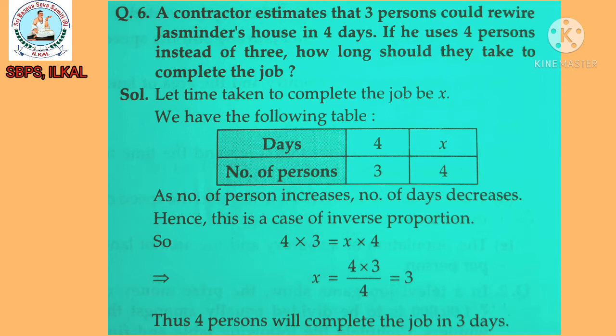So, 4 into 3 is equal to x into 4, which implies x is equal to 4 into 3 divided by 4. If you strike out 4 in the numerator and 4 in the denominator, we will get 3. Thus, 4 persons will complete the job in 3 days.